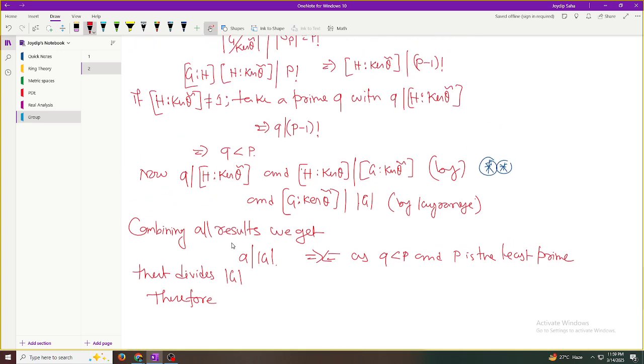Therefore, our assumption that H colon the kernel of theta tilde is not equal to 1 is wrong. Therefore, H colon the kernel of theta tilde is equal to 1. This implies H equals the kernel of theta tilde. Now, the kernel of a group homomorphism is normal. This implies H is a normal subgroup of G. Okay.